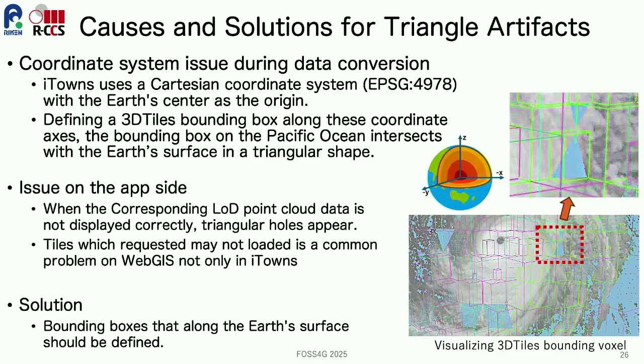And we also have issues on the application side, where the corresponding LOD point cloud data is not displayed correctly. As a result, triangle holes appear like this. Generally, the requested tile may not be loaded, a common problem in WebGIS, not only in iTowns. So we think the solution is that bounding boxes along the Earth's surface should be defined, so the intersections may not happen.